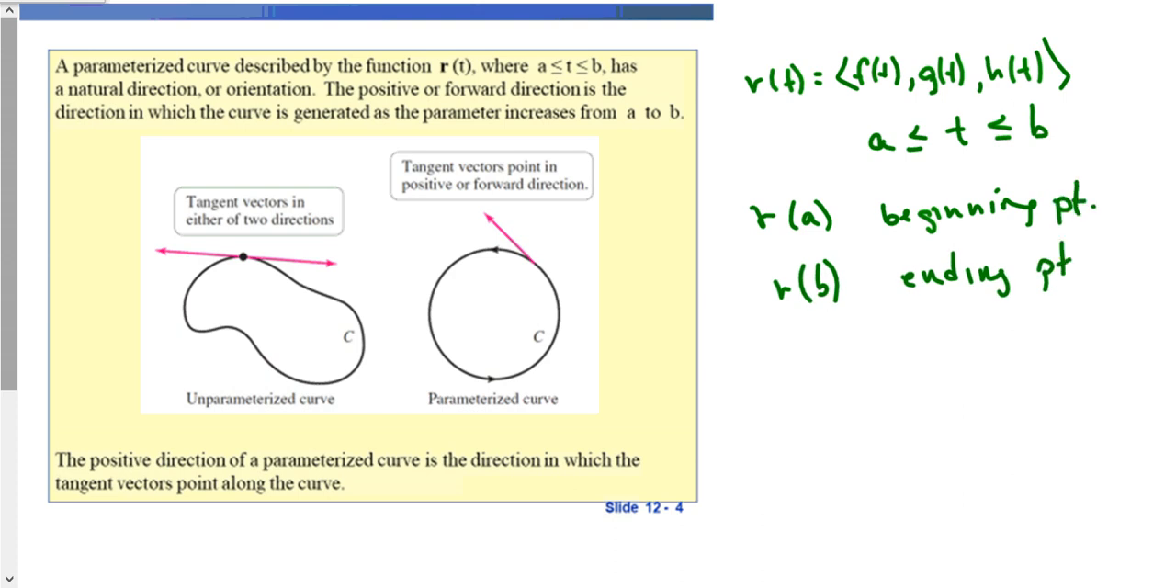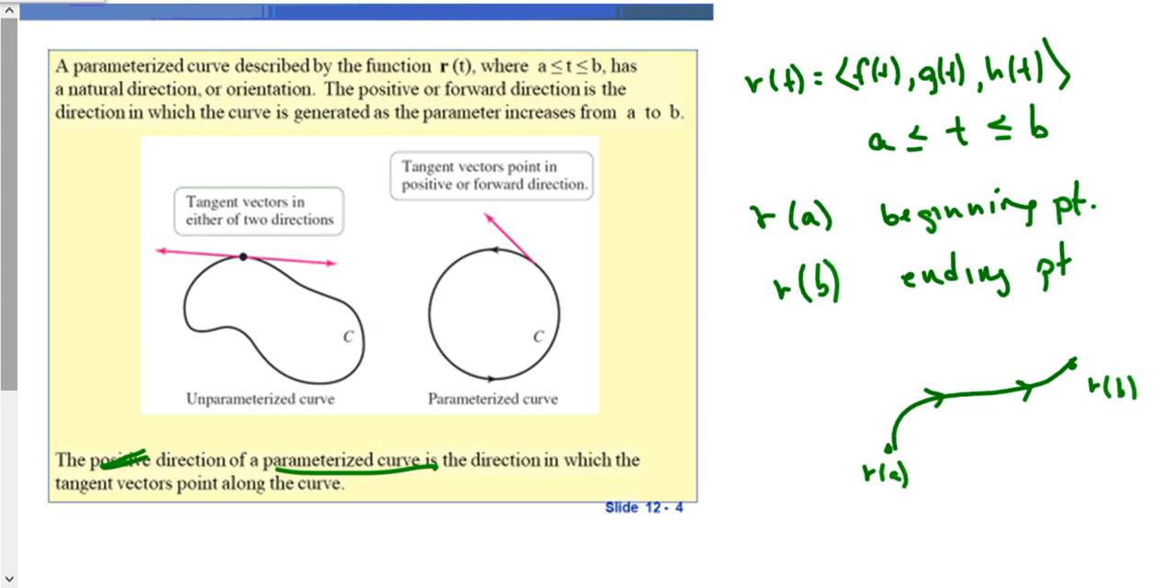Okay, and so if you have a point r of a here, and you have some point r of b here, it's not just a curve between them, but it's defining a direction. That's what I mean by the orientation. So the positive direction of a parameterized curve is the direction in which the tangent vectors point along the curve. I haven't talked about the tangent vectors yet.